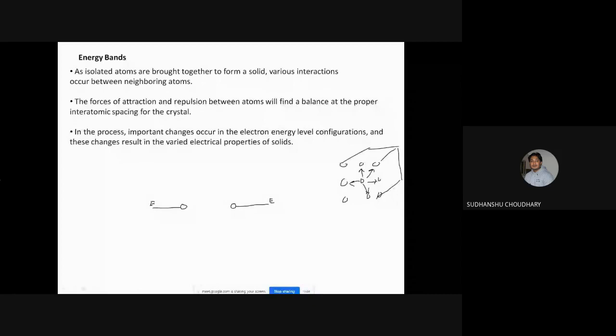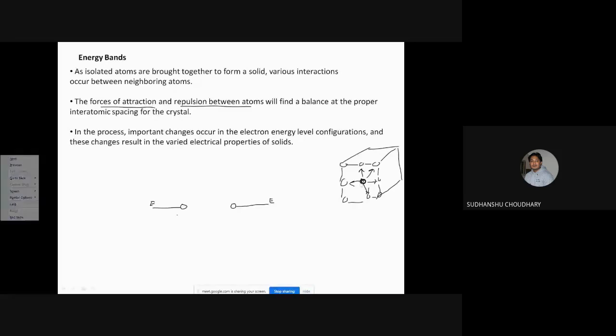Whenever the two atoms are brought together, there are interactions. What kind of interaction? There could be forces between these atoms. They can try to push each other, or maybe they can try to attract each other. So this atom can feel attractive forces or repulsive forces. That interaction is not only limited between the atoms.